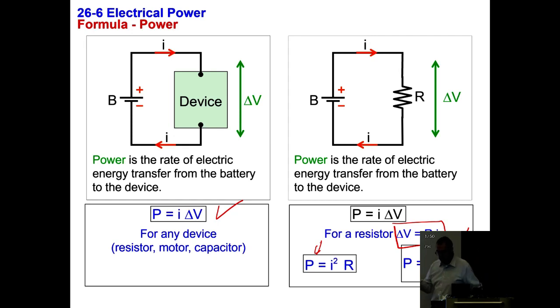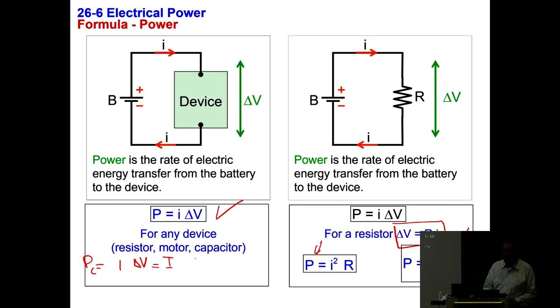But if you take a capacitor, the power through the capacitor is going to be I times delta V. And remember, for the capacitor, we have seen Q is equal to C delta V. So delta V is Q over C, and I is dQ/dt, so the power is dQ/dt times Q over C. We will do that in a future chapter.